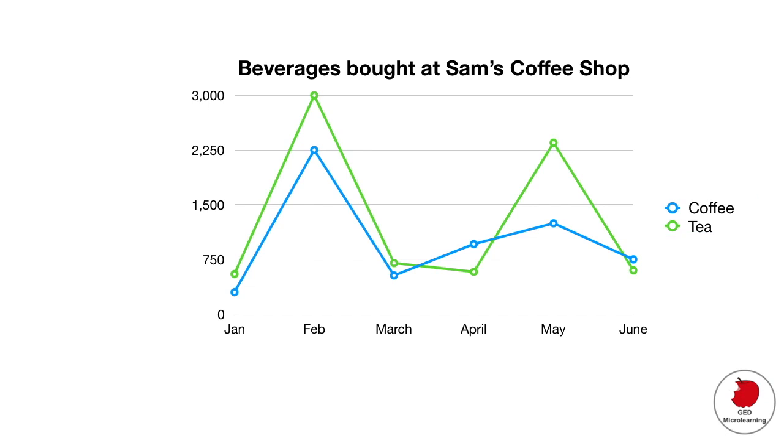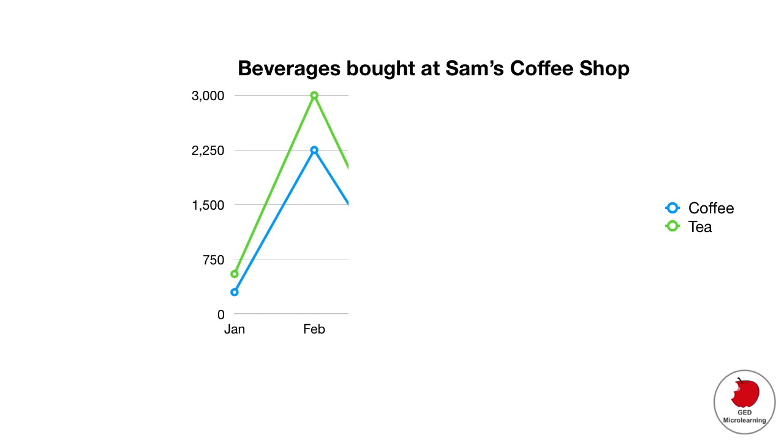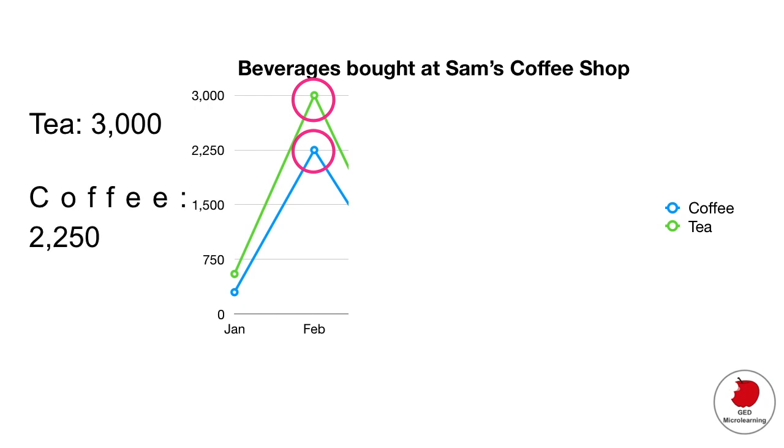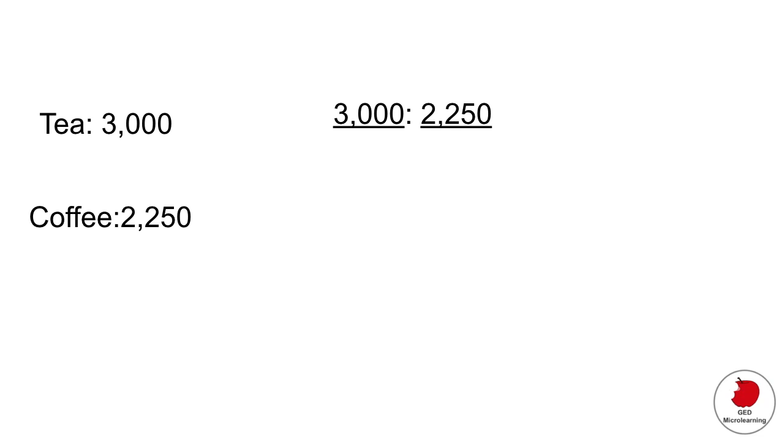So if we go ahead now, and they're asking us for February, so we can basically ignore this part of the graph, and we look at tea, there in the top, it's 3,000, and coffee is 2,250. Okay, so that's tea and that's coffee. So the ratio would be that.